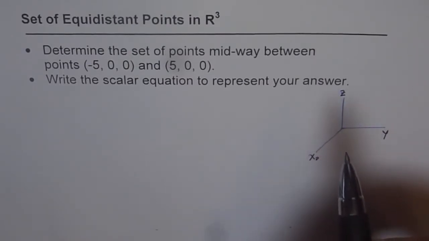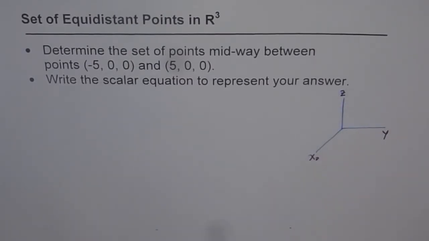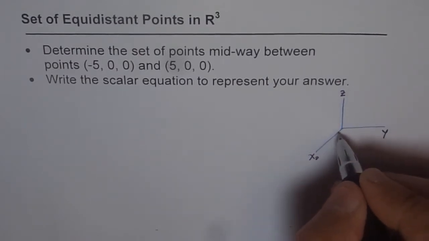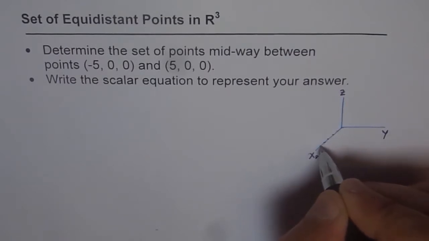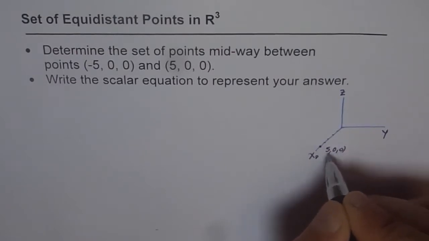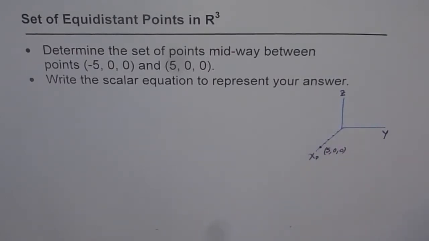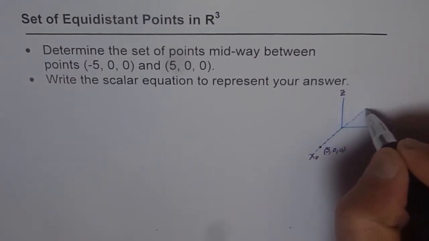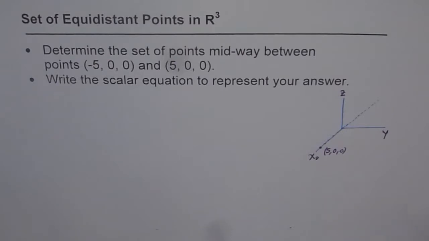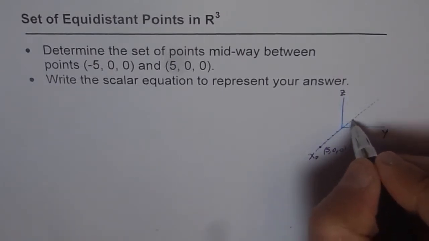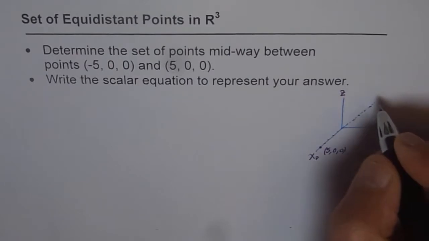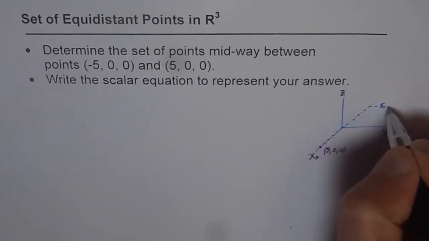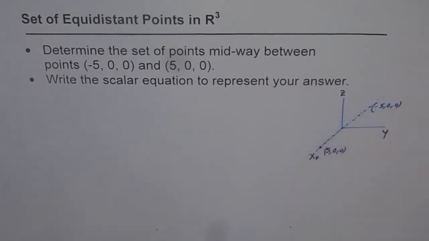Now, the points given to us are (-5, 0, 0) and (5, 0, 0). So of course, (5, 0, 0) will be on this side. Let's say 1, 2, 3, 4, 5. So that is our point (5, 0, 0). (-5, 0, 0) is going to be on the minus side, which is this side. So let's say 1, 2, 3. Let me just extend it like this, and so we have -1, -2, -3, -4, and -5. So we have (-5, 0, 0) on the other side.